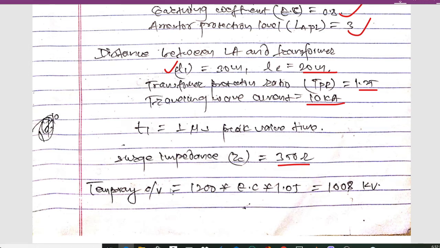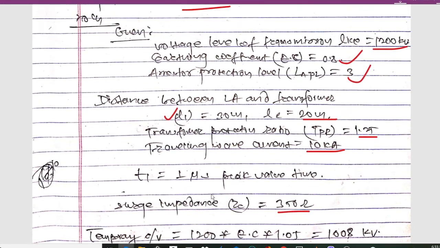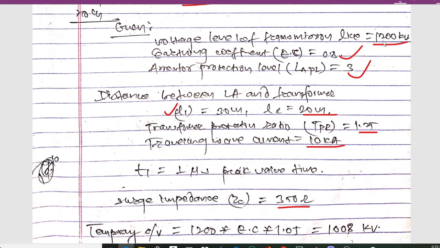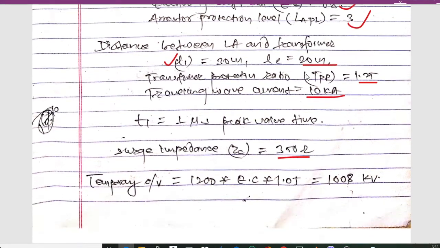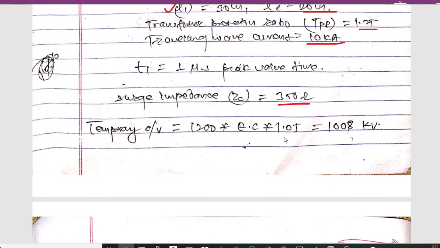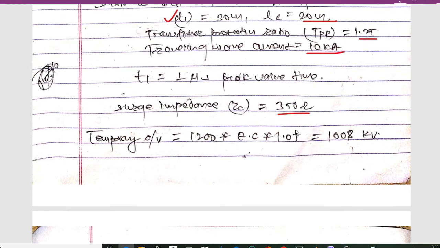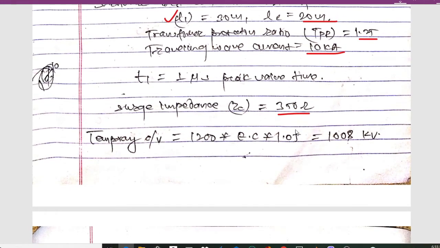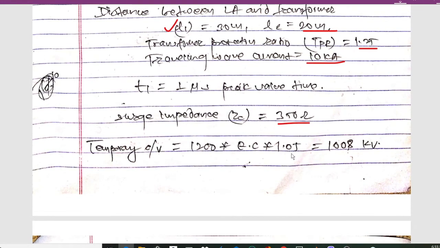Now in order to calculate the temporary over voltage, we have 1200 into the earthing coefficient 0.8 and into 1.05. For an over voltage of plus minus 5%, we multiply with 1.05, so we'll get 1008 kilovolt.